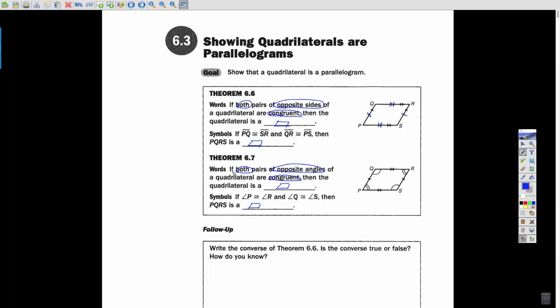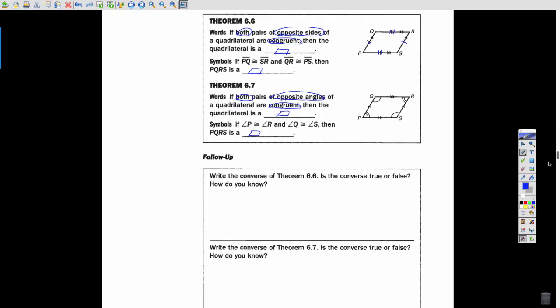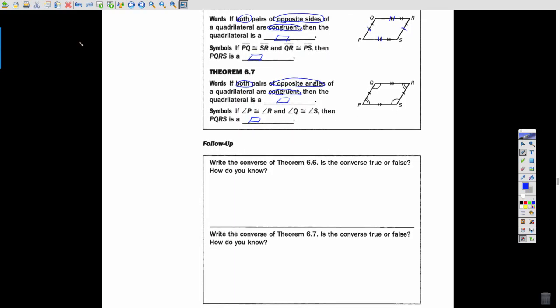So here's a follow-up. It's also a review. Remember the concept of converse. When we talk about converse, we usually have: if A happens, then we can draw conclusions about B. So a converse is just you switch the hypothesis, which in this case is A, with the conclusion. So the converse statement would be: if B happens, then A, right?